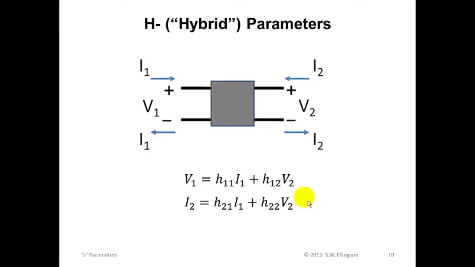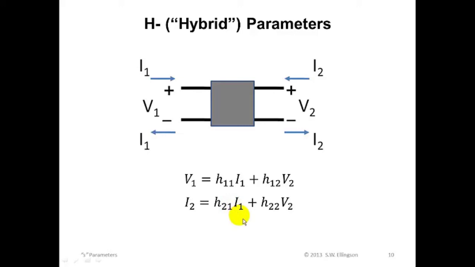Yet another scheme, which is sometimes used to describe two ports, are hybrid or H parameters. In this scheme, voltages and currents are described in terms of other voltages and currents. And these two coefficients have units of impedance, these two coefficients have units of admittance, and the other coefficients are unitless. H12 and H21 are unitless.